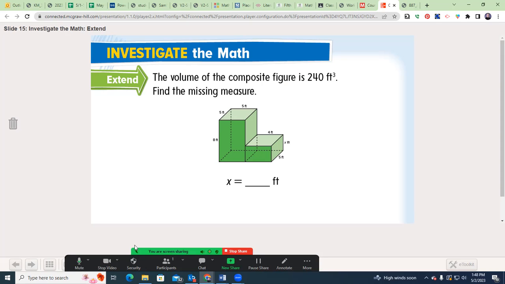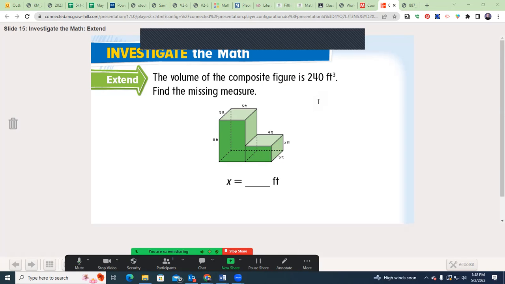So the volume of this composite figure is 240 cubic feet. Find the missing measure. So that's another thing we can do. I'm going to write it this way. We know that we have volume equals length times base times height plus the other one. So we have 240. That's our equal. So I'm going to subtract the volume of the one we know, which is going to be 25 times 8. So minus 200.